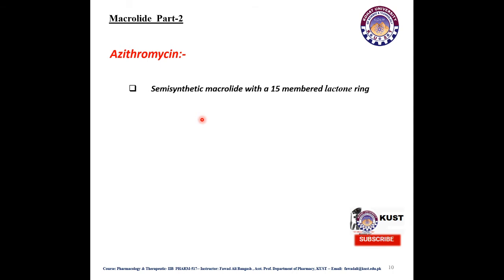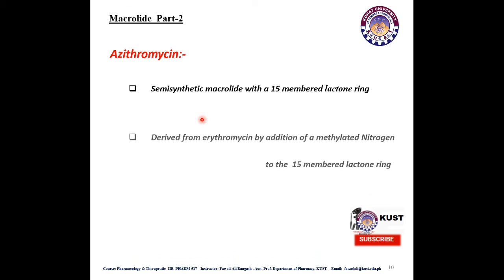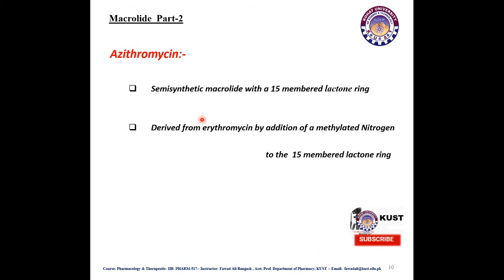The second antibiotic in today's lecture, azithromycin, is also a macrolide drug. Azithromycin is a semi-synthetic macrolide with a 15-member lactone ring. It is derived from erythromycin, just as erythromycin is derived by adding a simple methyl group at the R2 position.